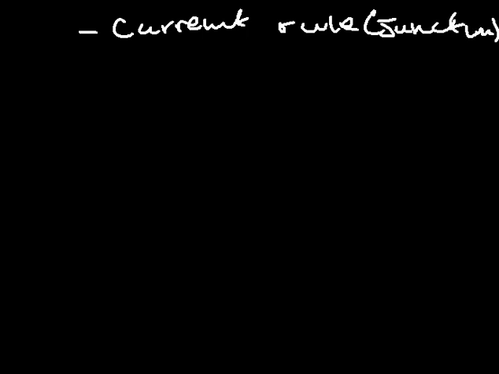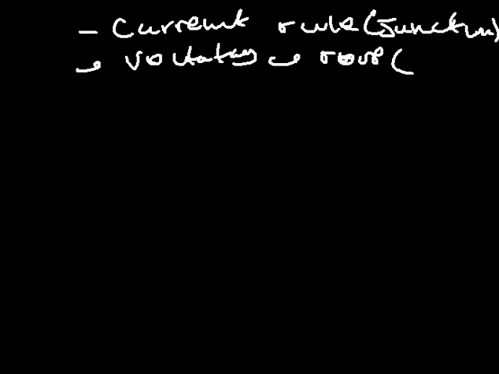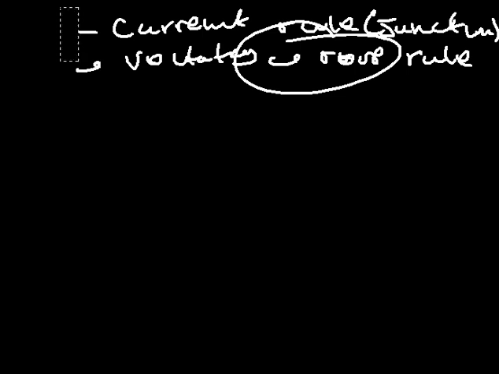There are two basic Kirchhoff's laws you have to understand. We have the current law, also known as the junction law. And we also have the voltage law, also known as the loop law. So now, what are these laws? Here we go.